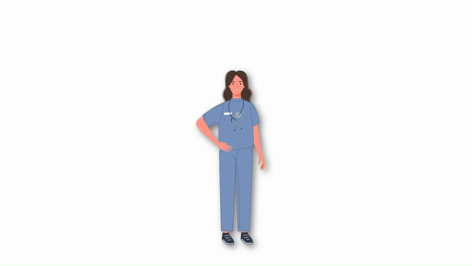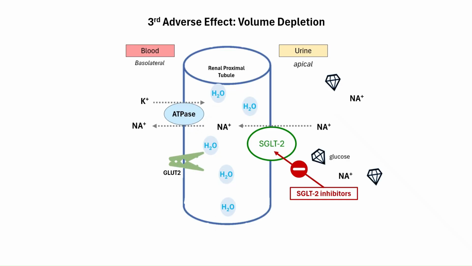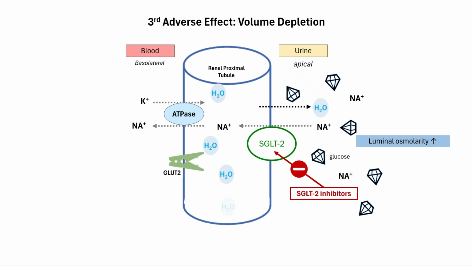The final side effect is volume depletion. This is pure physics. Glucose is osmotically active. Think of it like a sponge. When it remains in the renal tubule, it creates an osmotic pull. Water follows solute. To put it simply, glucosuria pulls water into the urine.